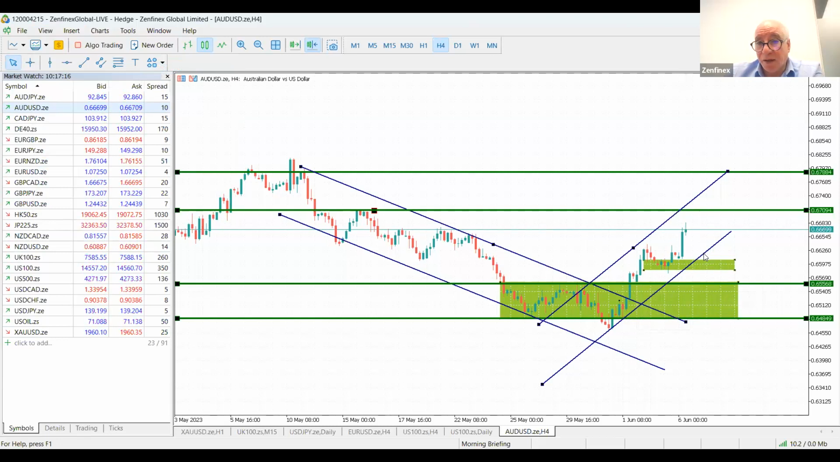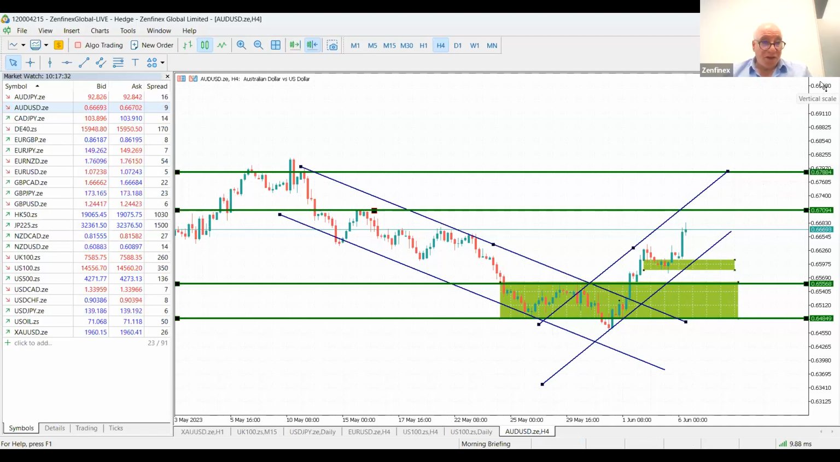So if prices pull back, we're going to take a buy order here, or think about taking a buy order here, with the first target here and the second target here. I hope that makes sense. Anybody have any questions? Let's see if there's any questions. Nope. Right.